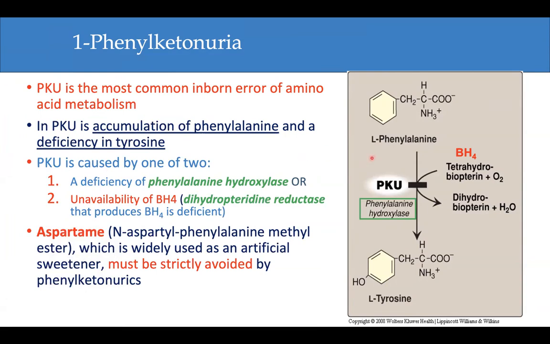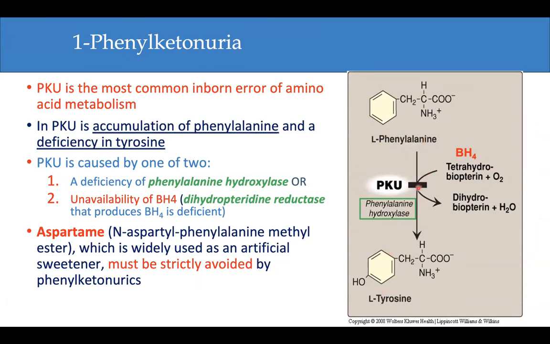All right. So PKU is caused by an accumulation of phenylalanine. And why does this happen? Let's go through the reaction first. Phenylalanine is converted into tyrosine through the enzyme phenylalanine hydroxylase. Now, this enzyme needs a cofactor. Without this cofactor, the enzyme cannot produce its action. This cofactor is called BH4, or tetrahydrobiopterin. So when there is a deficiency in the phenylalanine hydroxylase enzyme, phenylalanine is not converted into tyrosine, right?